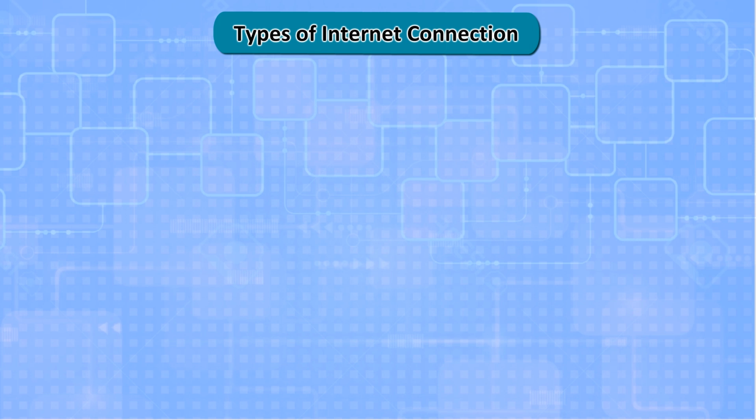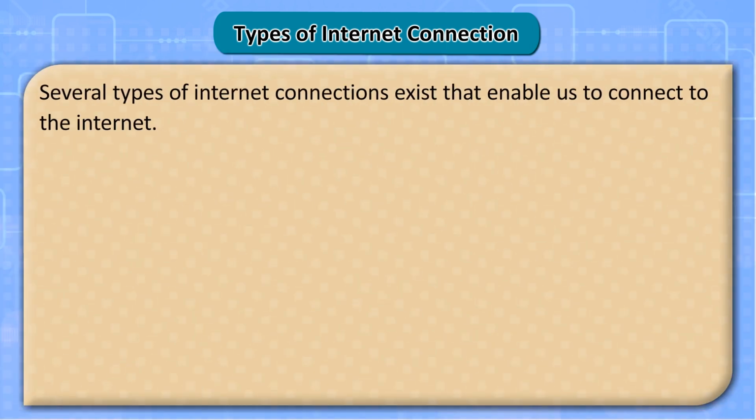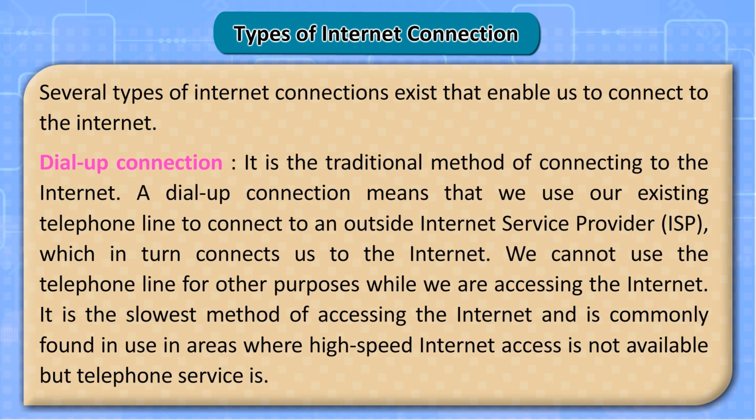Types of Internet connection. Several types of Internet connections exist that enable us to connect to the Internet. Dial-up connection. It is the traditional method of connecting to the Internet. A dial-up connection means that we use our existing telephone line to connect to an outside Internet service provider, ISP, which in turn connects us to the Internet. We cannot use the telephone line for other purposes while we are accessing the Internet. It is the slowest method of accessing the Internet and is commonly found in use in areas where high-speed Internet access is not available but telephone service is.